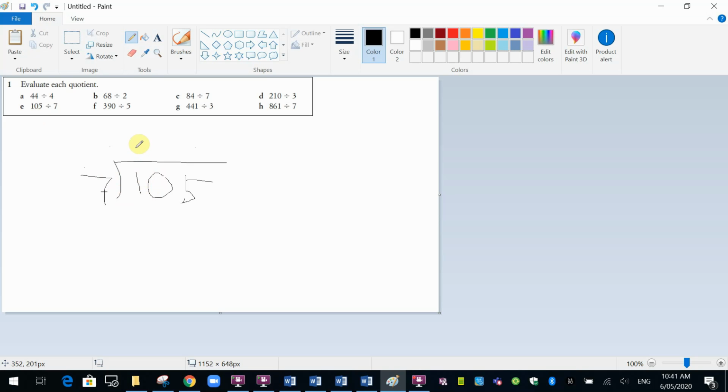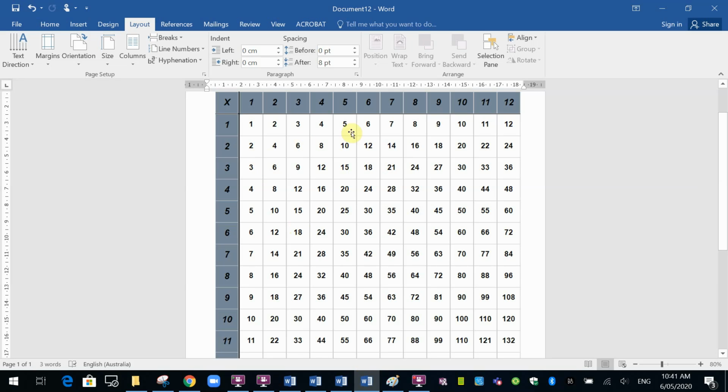Now what we do here, let's have a look. We treat each number inside the sign one at a time. Now 1 divided by 7 doesn't work, so we leave it. So we combine the first 2 numbers together, 10 divided by 7. Now I did a times table. Dividing by 7, we have to look at the 7 times table to help us out. That's how we do dividing.